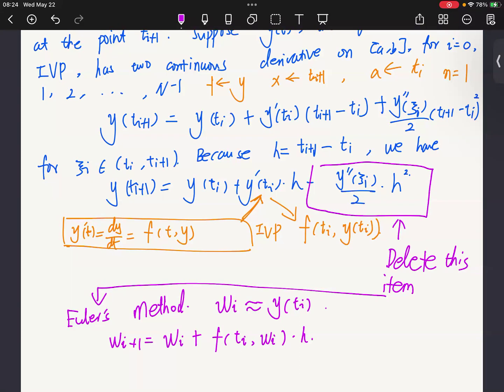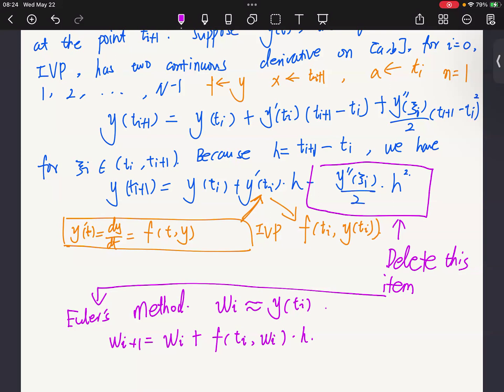We just delete these items and we let it be the equal sign, and then we replace. So the w_i is just the approximation of y(t_i) here, and then we replace everything here one by one and we get to Euler's method. And as you can see here, this is just one equation, and this is the equation in the initial value problem.